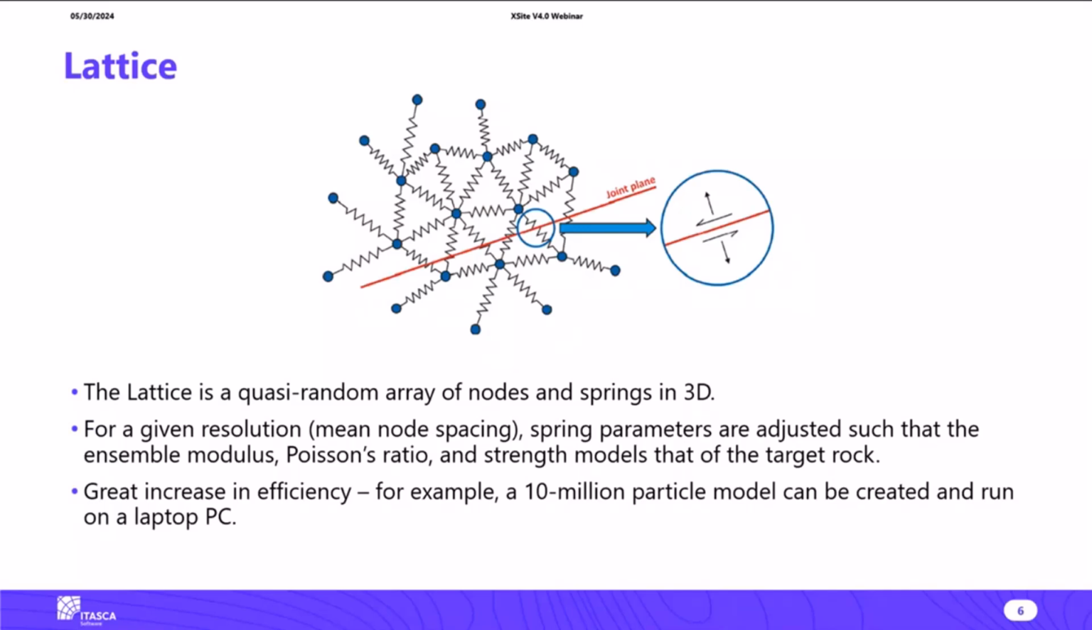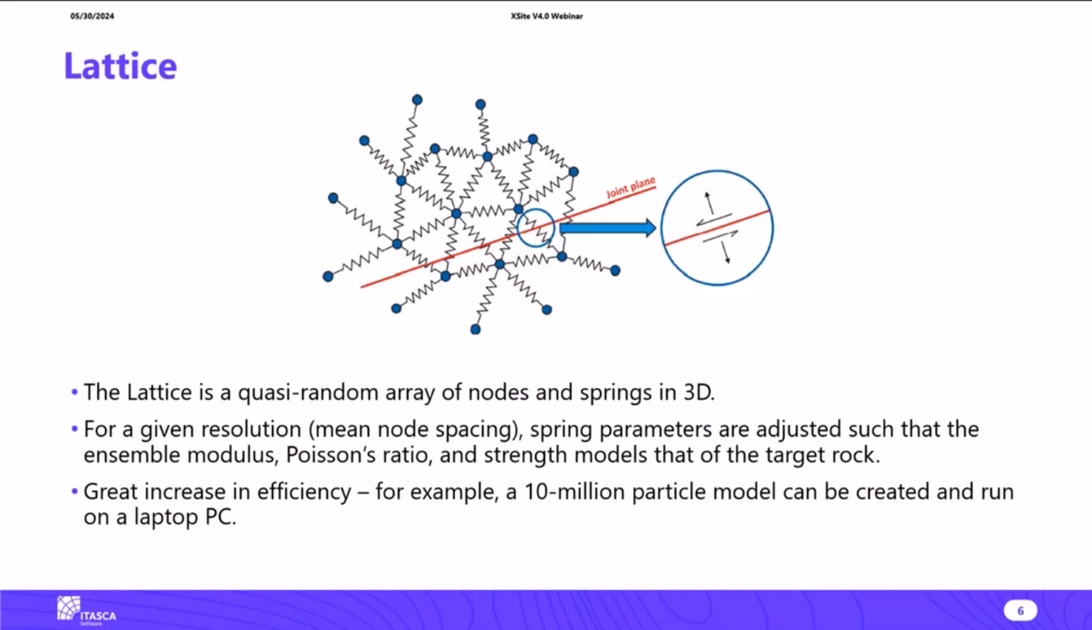Nice thing about lattice and its implementation in ExSite is that although lattice deals with properties of components like springs, which really don't have true physical meaning, that means that those properties of those springs have to be somehow calibrated to match the actual behavior of the material that you want to model, the rock mass.